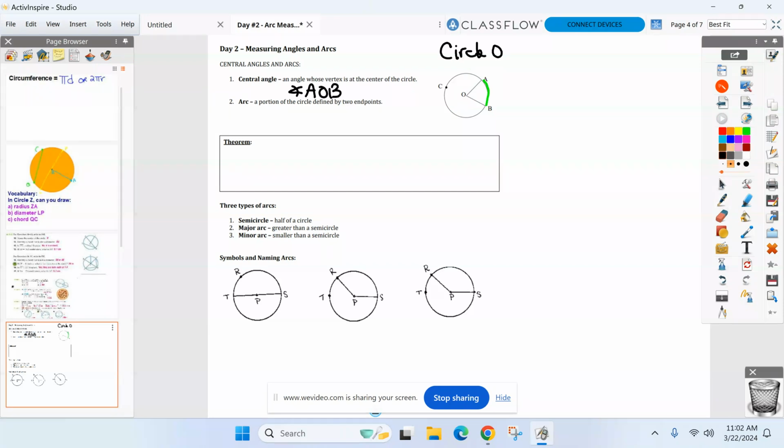Notation. You guys know how to write line segment AB, right? You know how to write line AB. How do I write arc AB? Here's the symbol for arc. I'm not really too sure how to describe it. Maybe an umbrella.